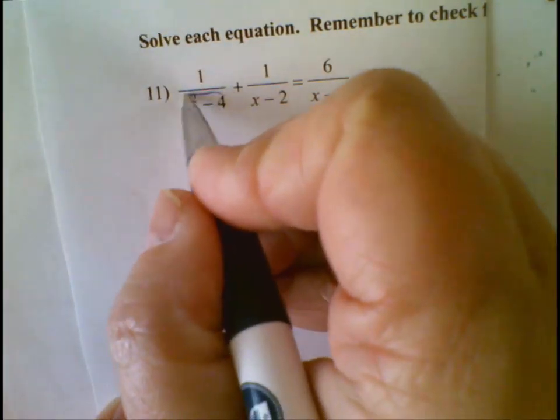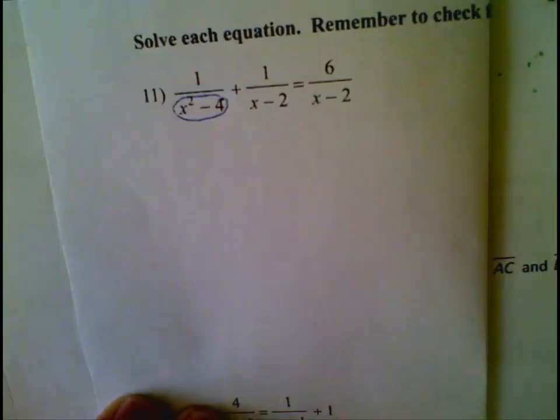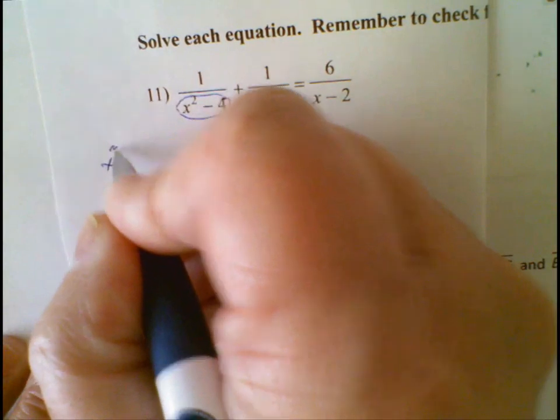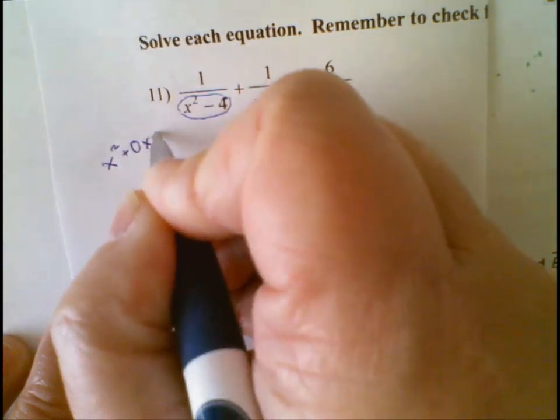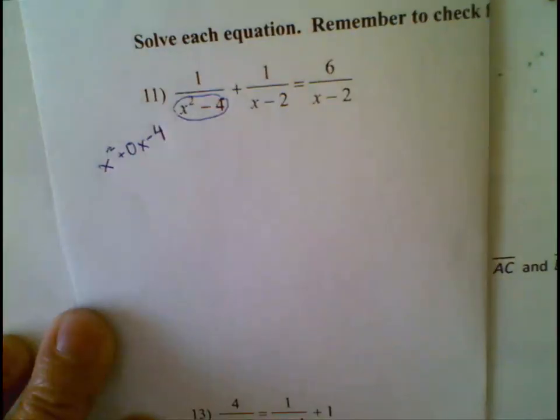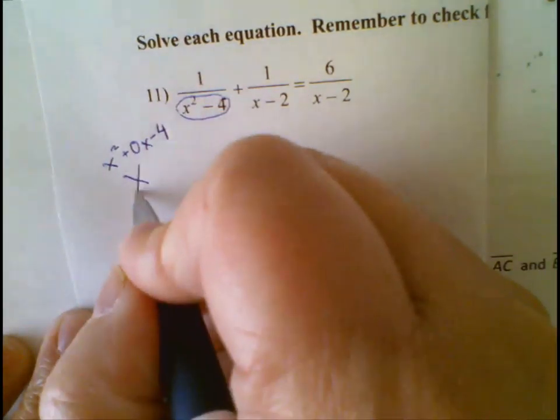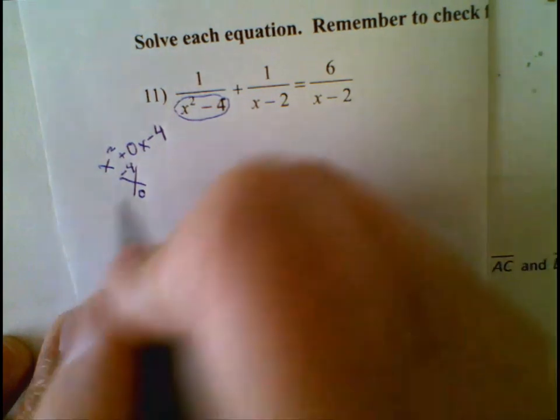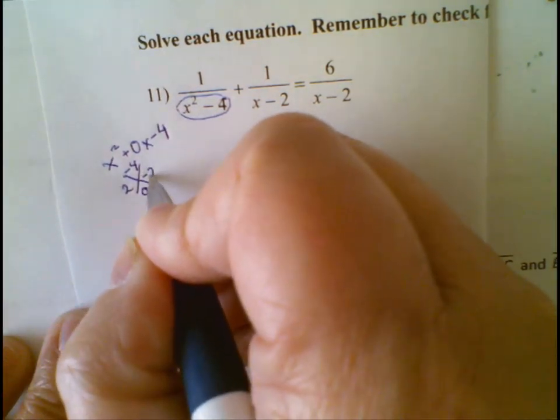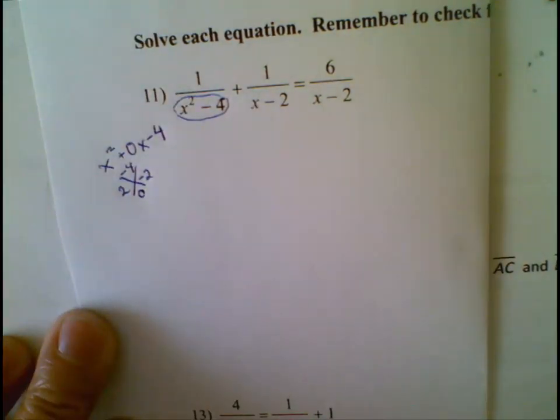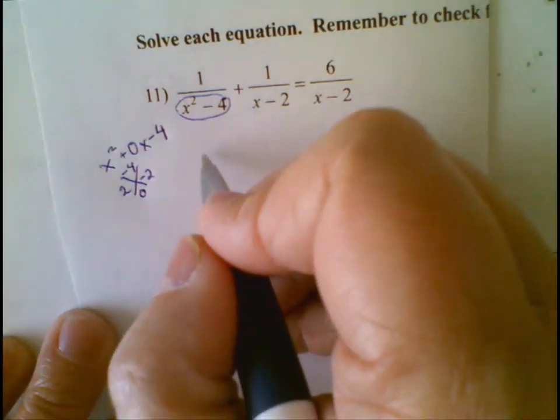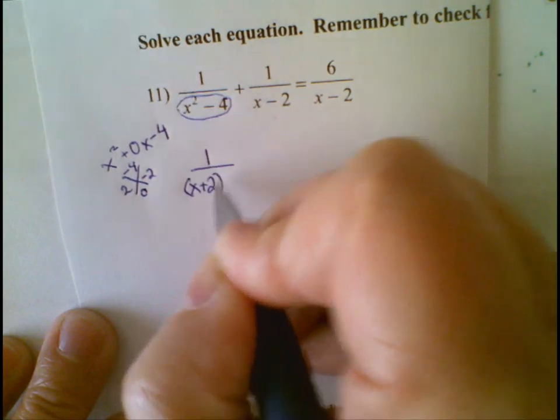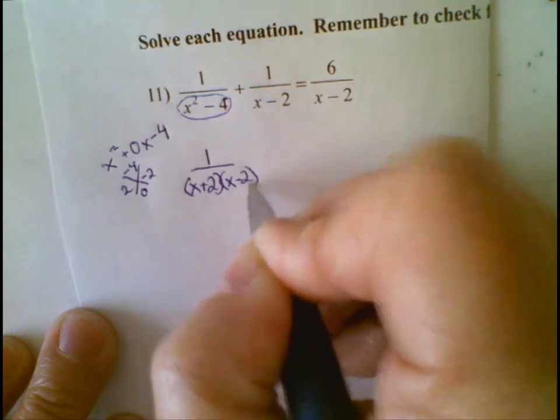So this x squared minus 4, that's a difference of squares, but you can also think of it as x squared plus 0x, because there's no x term, minus 4, and look for things that multiply to give you negative 4 and add to give you 0. That would be 2 and negative 2. So this becomes (x plus 2)(x minus 2). So we have 1 over (x plus 2)(x minus 2).